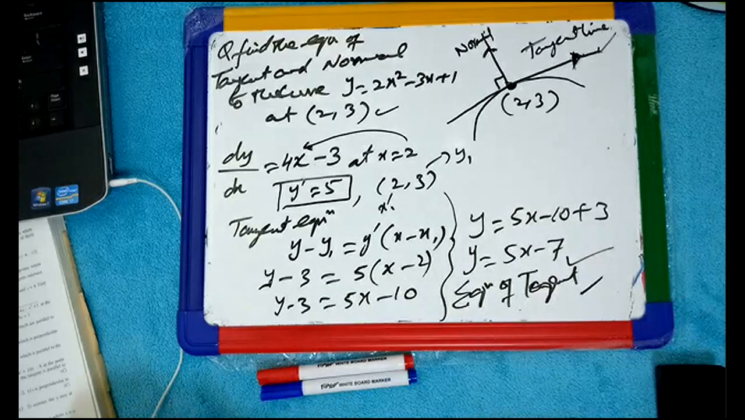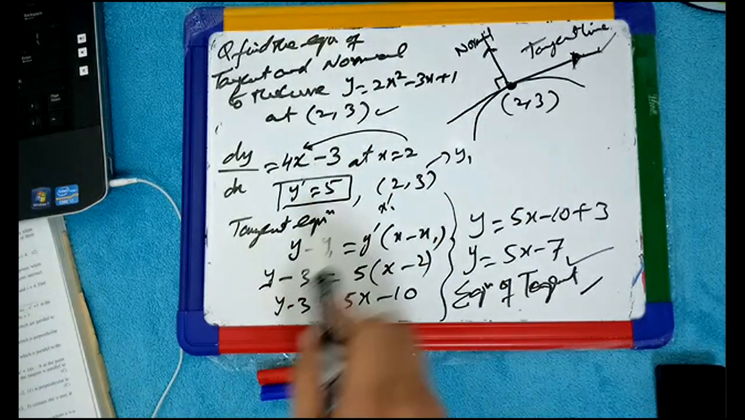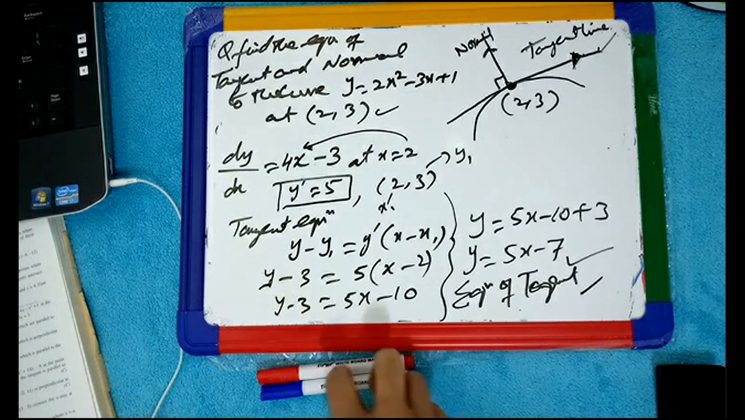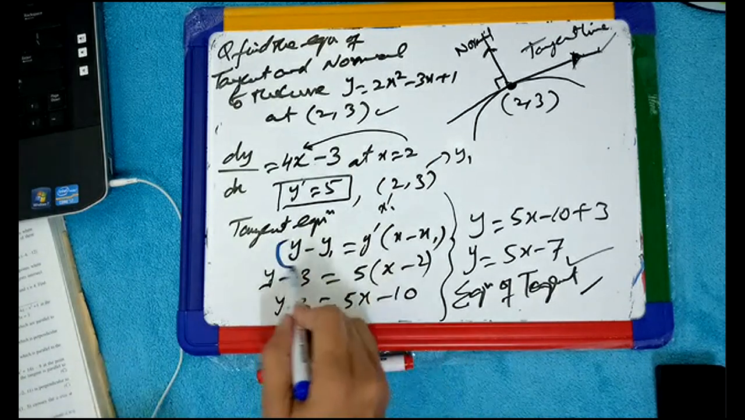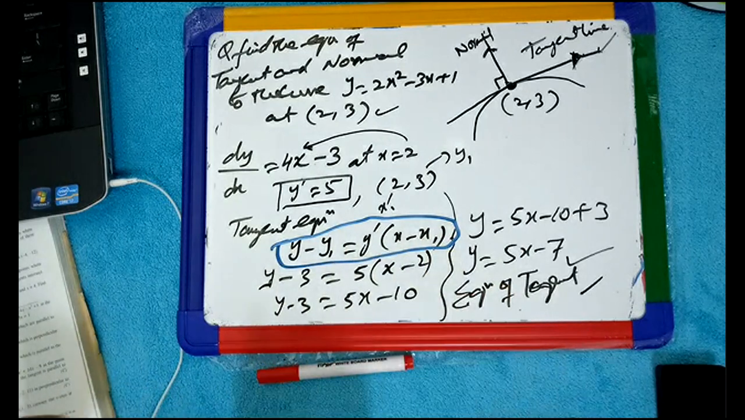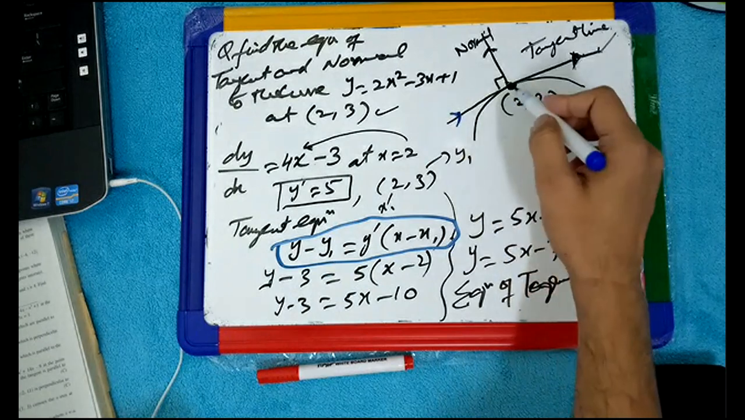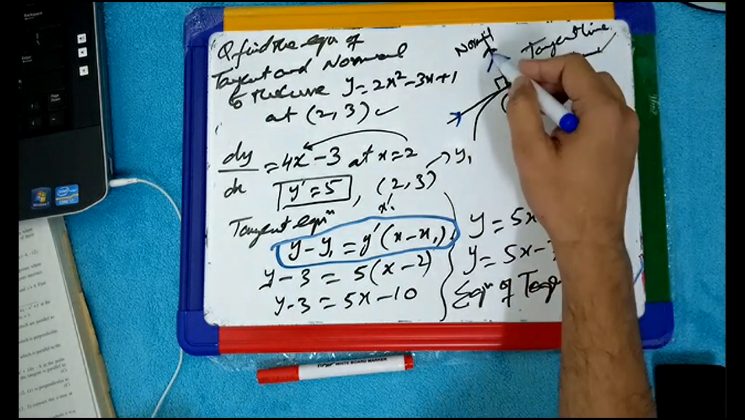First you have to find the gradient and then find the equation of the tangent. If they ask in the exam such a question, find the equation of the tangent: first find the gradient, then take the point, apply this equation, substitute the point and gradient in it, and solve. Done. Got it? Now I will find the normal equation.